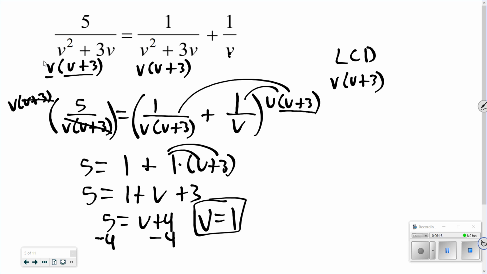So again, first thing we're going to do is, if necessary, factor the denominators. Second thing is find the LCD and multiply by it. That should get rid of all our fractions. And the third thing is just solve the resulting equation. The last thing is make sure your answer does not give you a 0 in the denominator of the fraction.